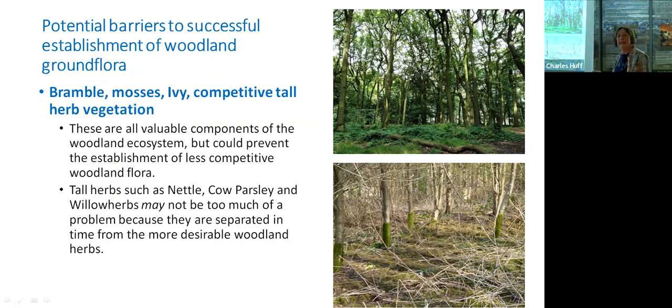Tall herbs such as nettle and cow parsley and so on are not quite the problem that you might think, because their period of growth is different. It's later in the year. So the woodland ground floor that we like to see, the spring bluebells, wood anemone and so on, grow before the nettles and so on get going. But this sort of situation is not good. Bramble is not good. You've got raspberry in Bluebell Wood. It's behaving itself at the moment, but just watch it.